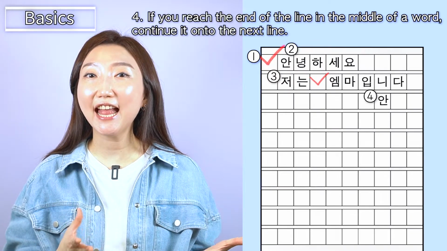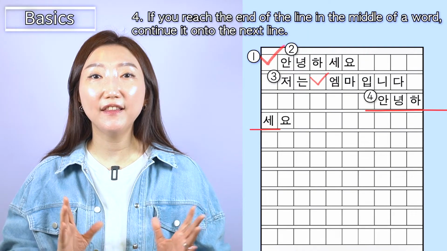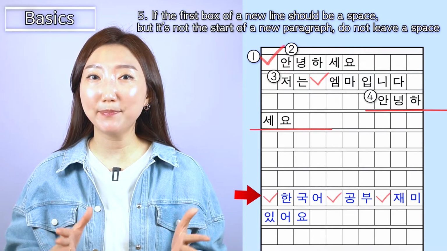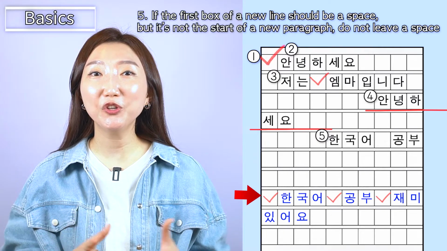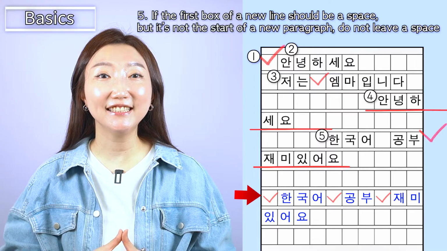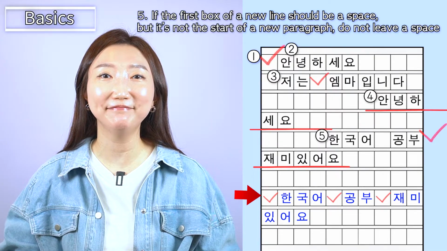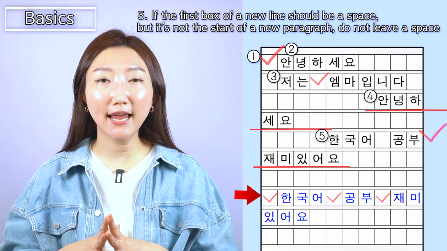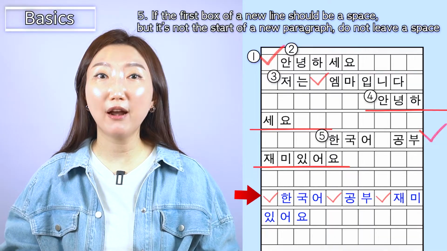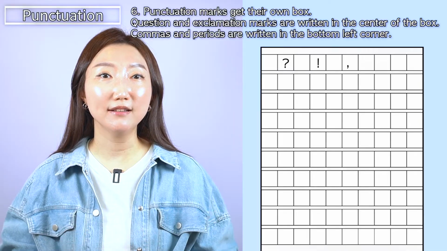If you reach the end of the line in the middle of a word, continue it on to the next line. If the first box of a new line should be a space, but it's not the start of a new paragraph, do not leave a space. You can write a V at the end of the previous line to show where the space should be. The only time you leave a blank box at the start of a line is when you start a new paragraph.